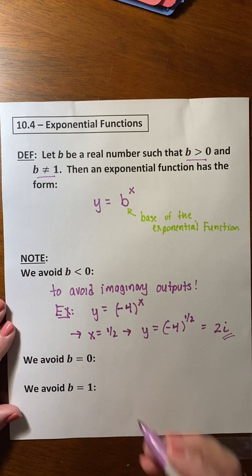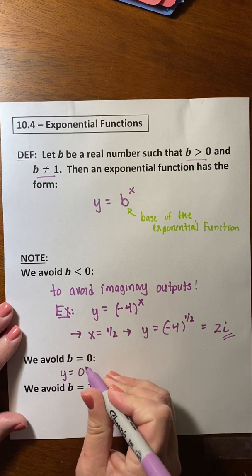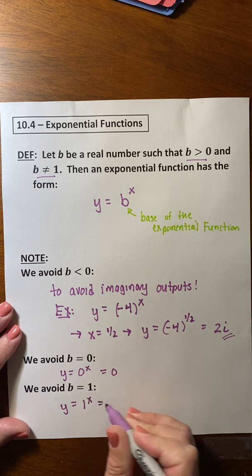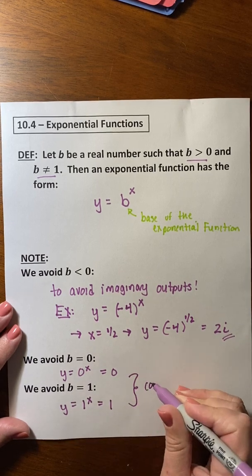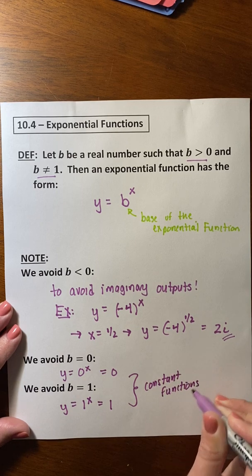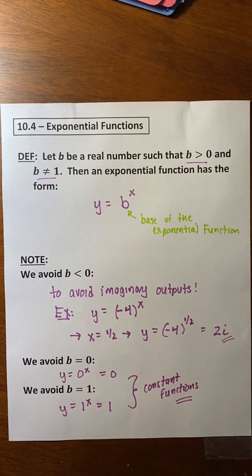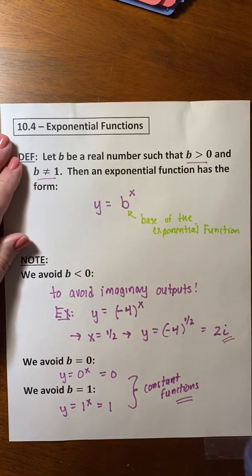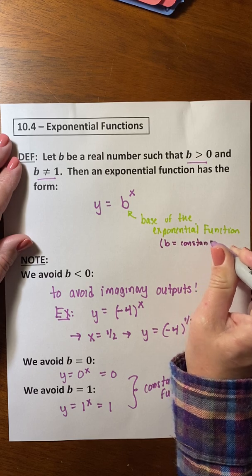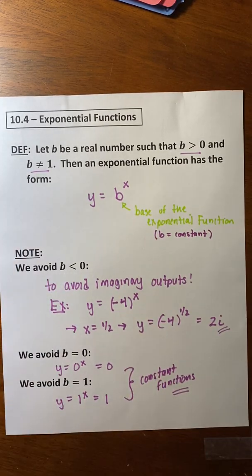We avoid b equals 0 because we would just have the constant function 0 to the x power, which equals 0. And if we had b equals 1, it would be 1 to the x power, which is just 1. And these are constant functions, and they're just not all that interesting. So we just avoid those. So when we define an exponential function, we talk about y equals some number b to the x power. The base of the exponential function is constant. That's not going to change. And the values of the input are what are changing and producing real number outputs.